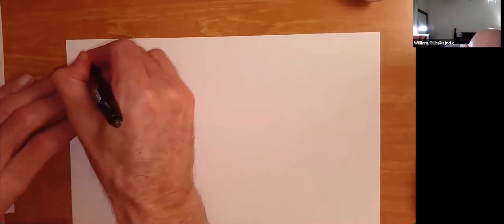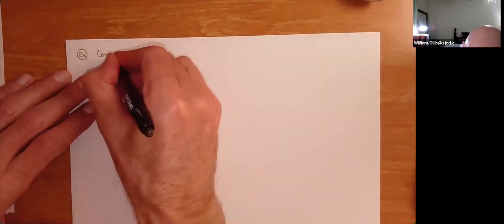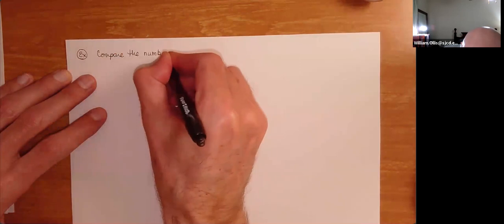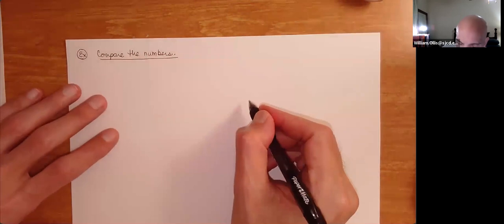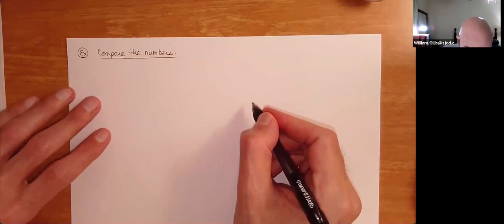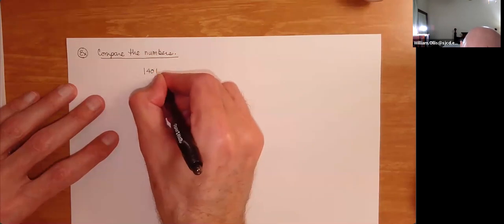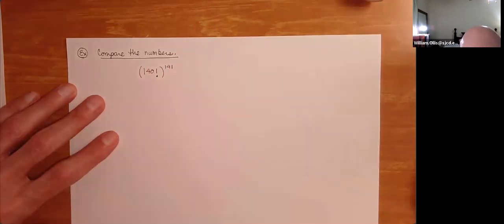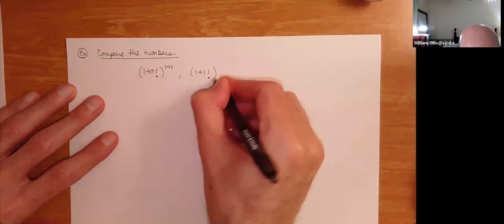So let's just move into more number theory right now. What I want to do is compare the numbers. So the binomial theorem opens the door to lots of ideas and also how we can think about binomial coefficients and factorials. So here are the two numbers we have: 140 factorial raised to the 141st power. This is kind of rigged, but an interesting problem. And we have 141 factorial raised to the 140.